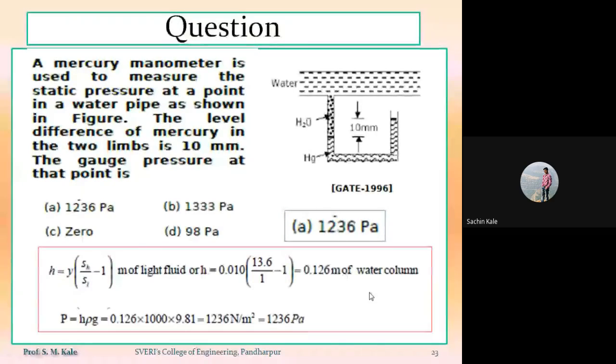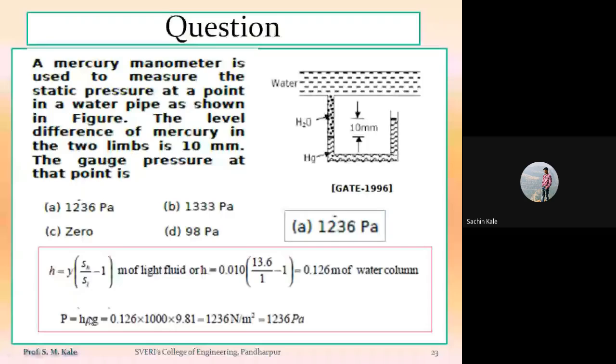But they have not asked us to find the pressure head. They have asked us the value of pressure intensity. And if you see the options, they have asked for pressure intensity in terms of Pascal. Pascal is nothing but Newton per meter square. So as you know the value of H, based on the value of H you are able to get the value of pressure intensity by using the formula P is equal to rho GH.